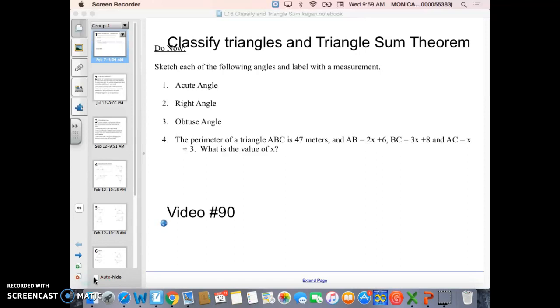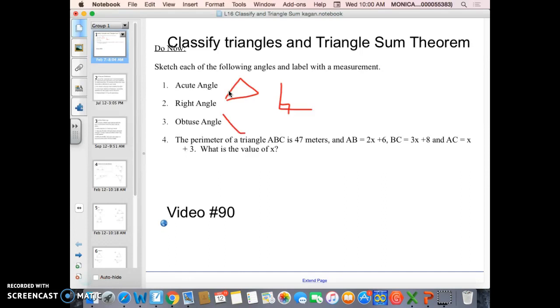So after having paused the video and reminding yourself what an acute angle is, please remember that all the measures are going to be less than 90 degrees. For a right triangle or right angle, you should have a box in the corner, and then an obtuse angle should be an angle larger than 90 degrees. I don't know why I drew a triangle, but an acute angle is going to be smaller than 90 degrees.